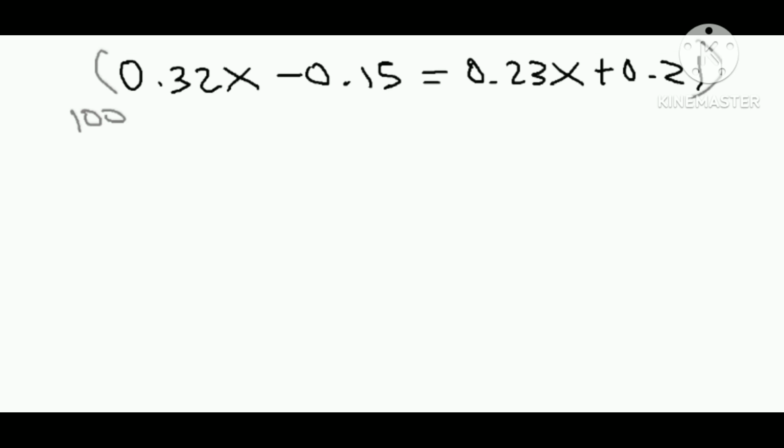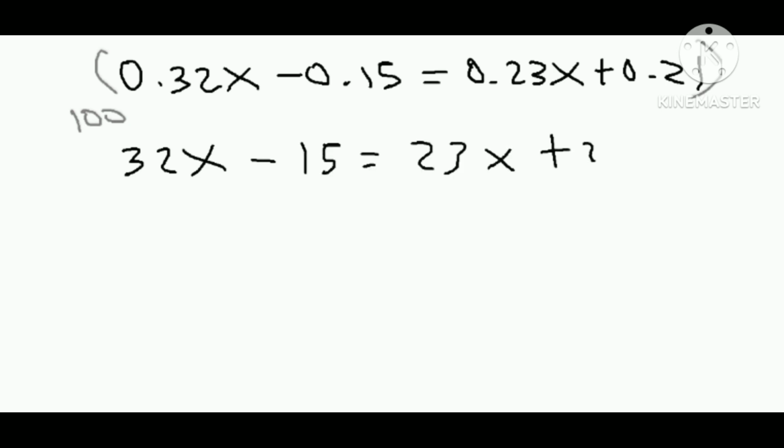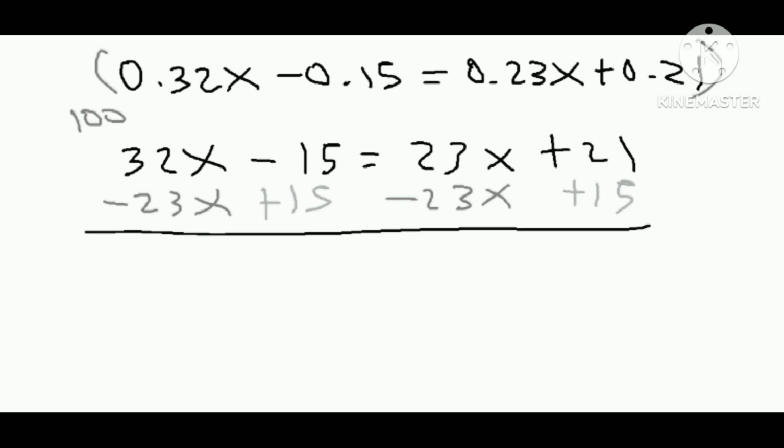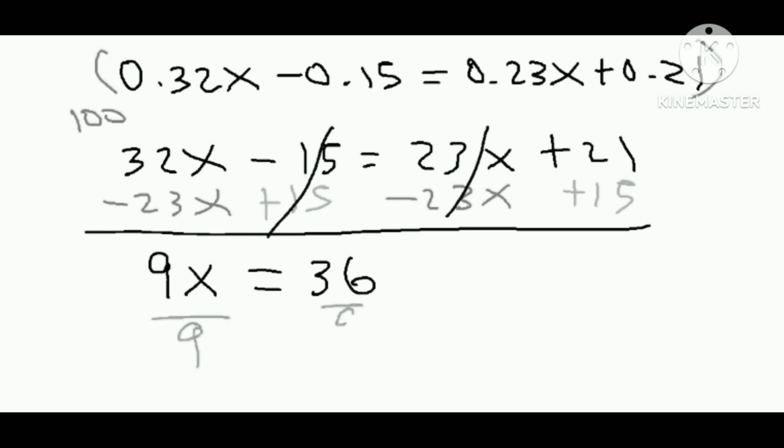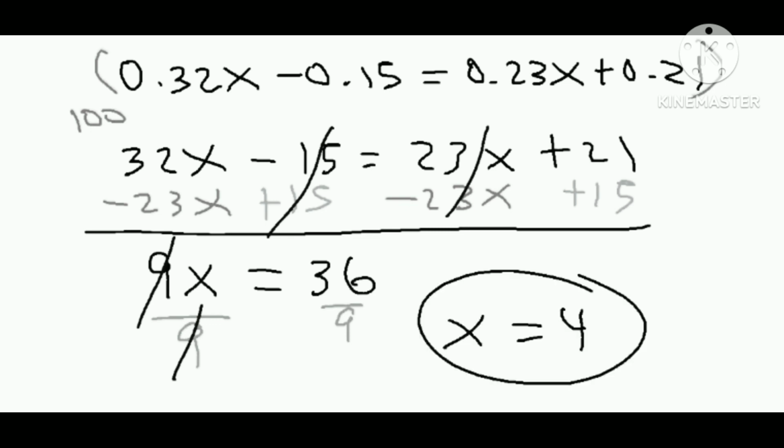So 0.32x times 100 is 32x. 0.15 times 100 is 15. And so we're going to have 23x and 21 on the other side. And so now it's much easier to solve. So let's subtract 23x from both sides, and let's add 15. So these will cancel. 32x minus 23x, that's 9x. And 21 plus 15 is 36. So now let's divide both sides by 9. So 36 divided by 9 is 4. So x is 4.